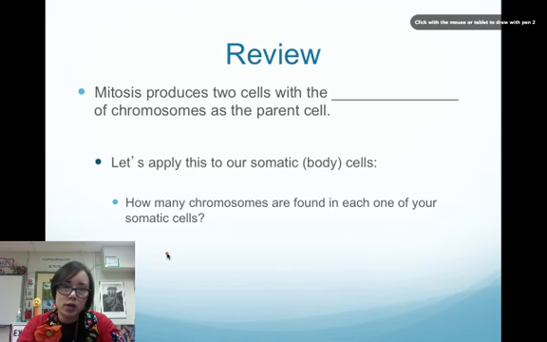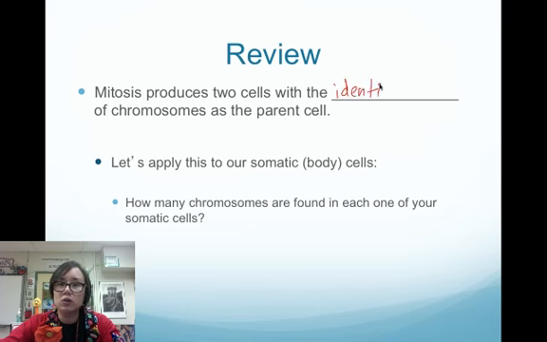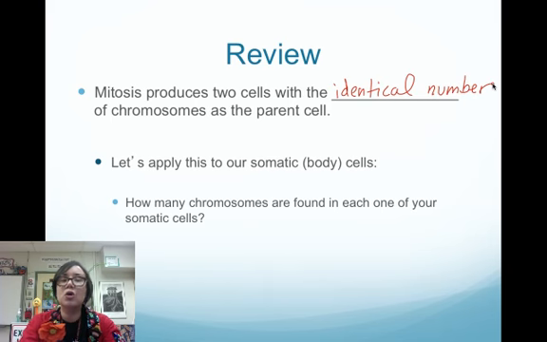The first thing that we want to make sure that you know is that mitosis produces two cells with the identical number of chromosomes as the parent cell. So we're making essentially twin cells in the process of mitosis.